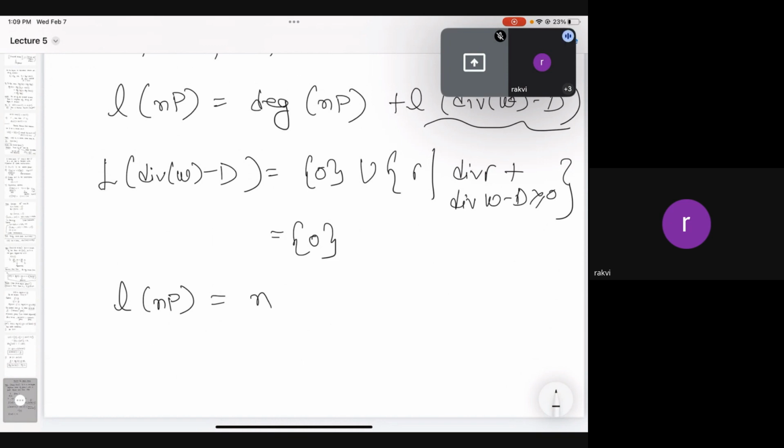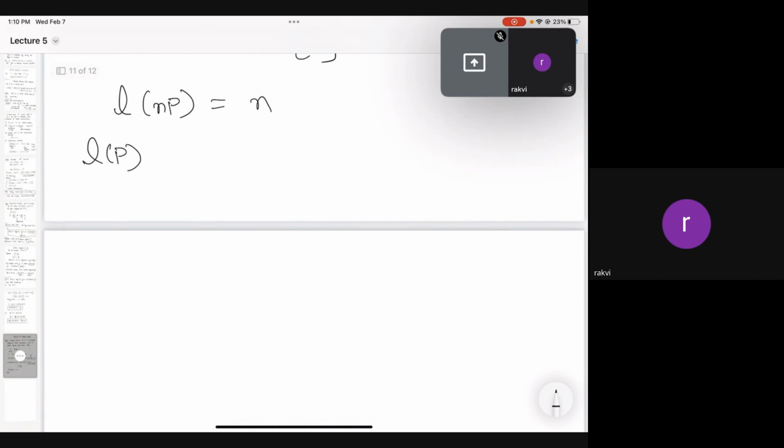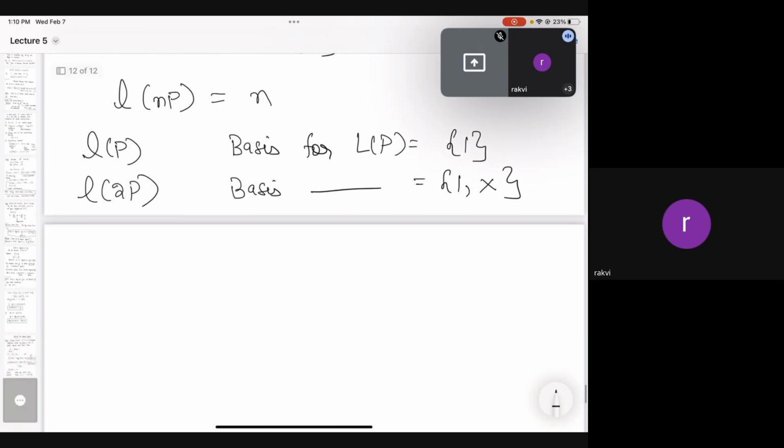Now let's try to play with it. So let me open a new page. I start with L of P. That is simply 1, right? So that means the basis for L of P is simply 1 because it's one dimensional. Let's go to 2P. Now it's two dimensional. So its basis consists of 1 and another function. Let's call it x.